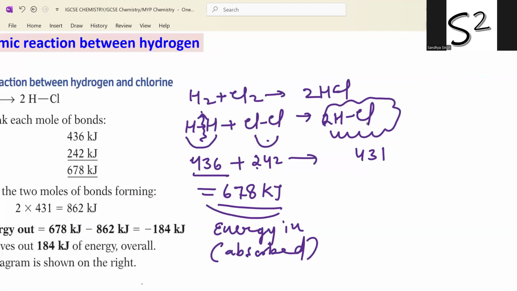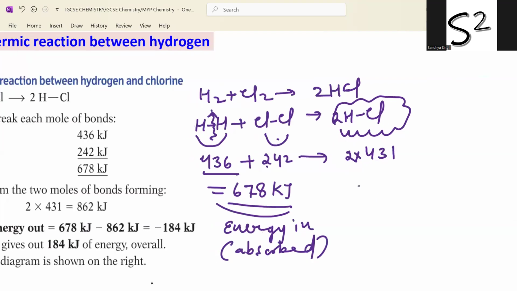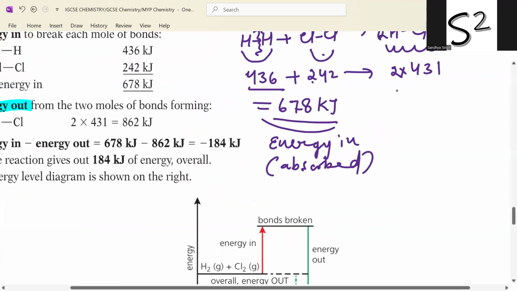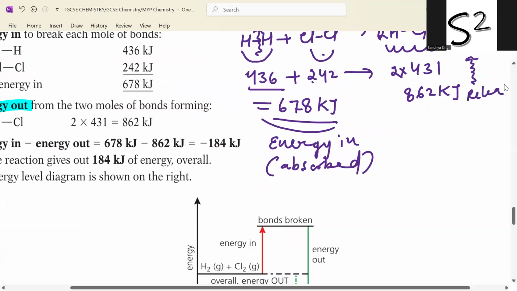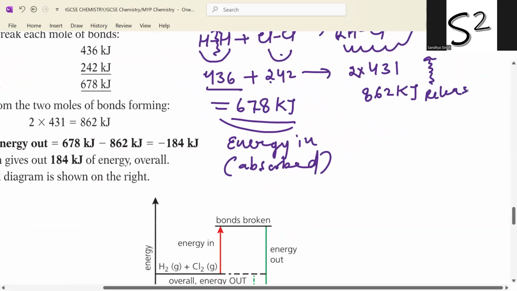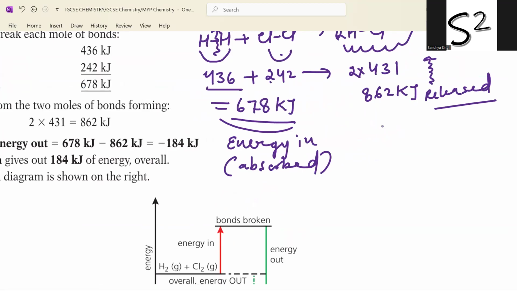But here there are 2 moles of HCl. So it would be 2 multiplied by 431, which is 862 kilojoule. It means 862 kilojoule of energy is released during the reaction. It is energy out, or energy released.